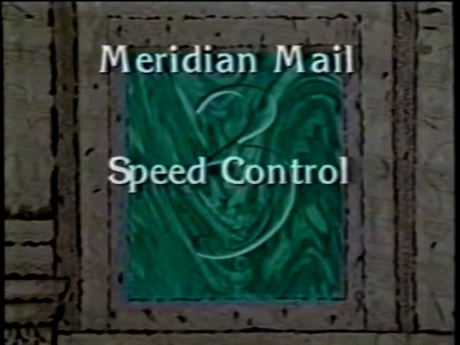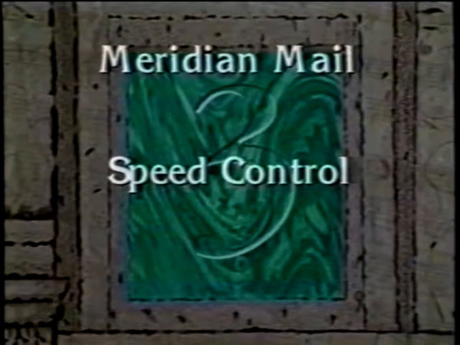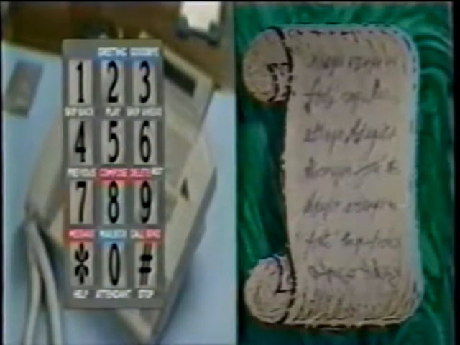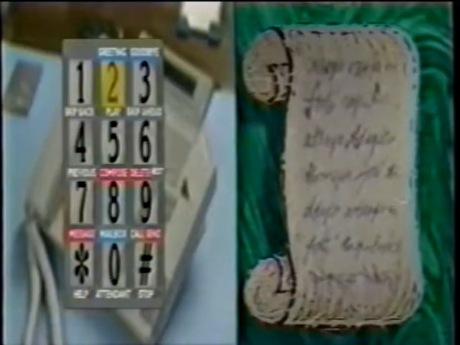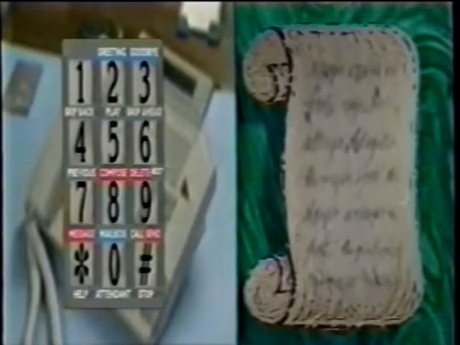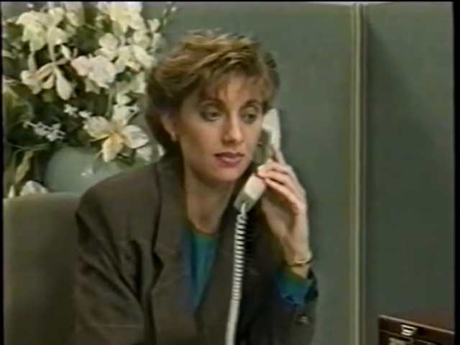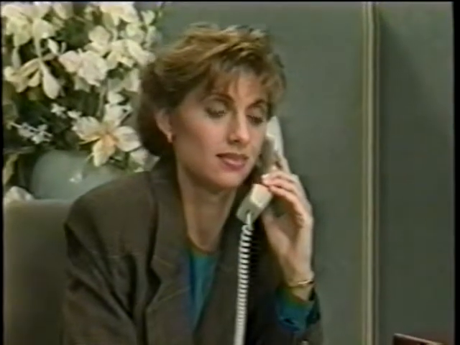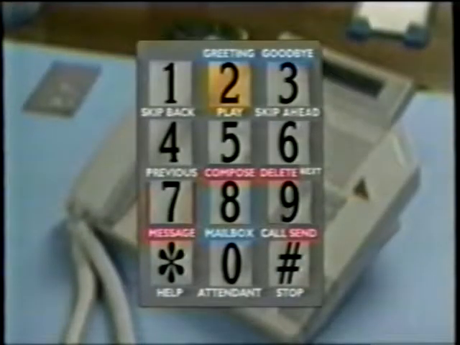With the new release of Meridian Mail, Speed Control has been added as part of the basic features. Speed Control allows you to adjust the level of playback speed of the messages residing in your mailbox. Remember, to listen to messages in your mailbox, press 2. The message will be played at the normal speed.